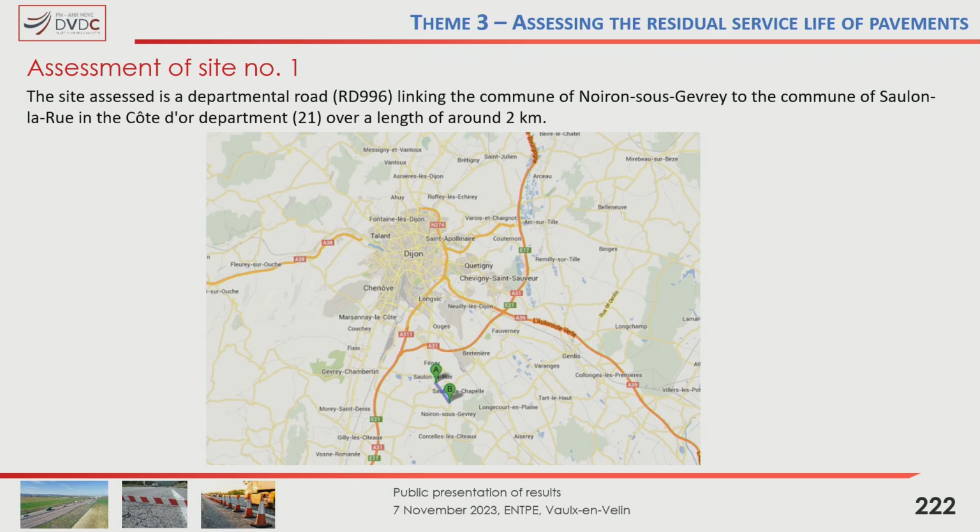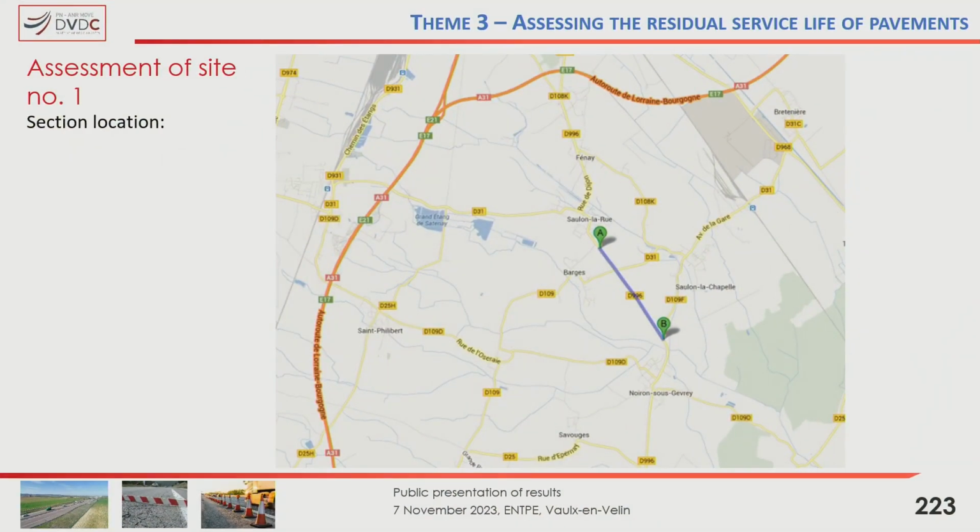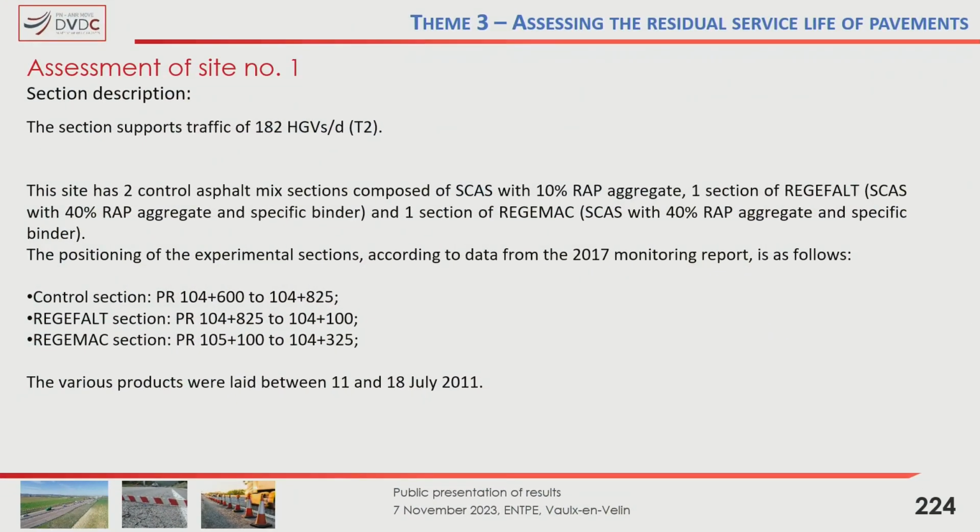The first site was a section just north of Dijon, around 2 kilometers. This is a section that was quite a fun section because it's pretty much in a straight line. When you've got bends, of course, you can come up against other issues on the road pavement. So here the structure was very good, pretty homogeneous.